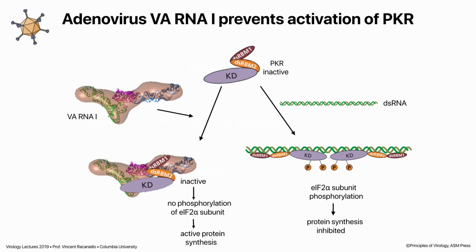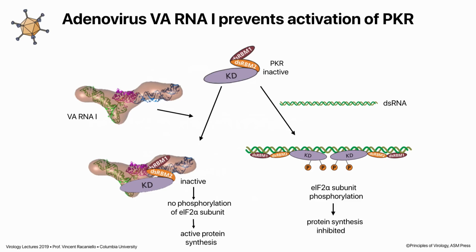Here's VA RNA1 on the left. That's its structure. So normally, adenovirus infects the cell. It makes double-stranded RNA. PKR binds it and is phosphorylated. You shut down translation. But when VA RNA is made, it binds one molecule of PKR and one only. So PKR cannot be activated. There's no phosphorylation. Protein synthesis continues.